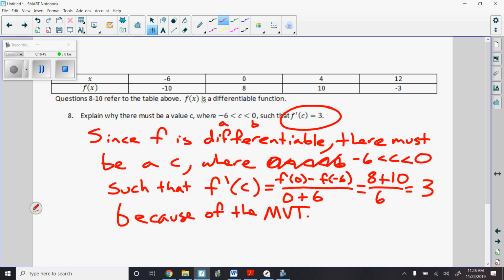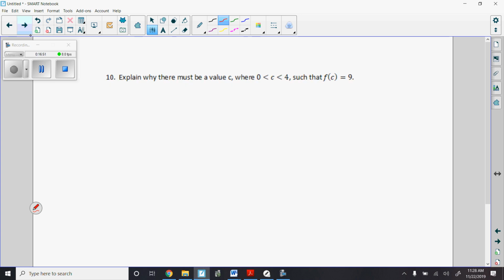Question 10 is from the same table. But what I want you to notice about question 10, everything kind of looks the same as question 8, except for one tiny little difference. I just have f of c equals 9, okay? The table is of f, the question is about f. So this is not a mean value theorem question, this is actually an intermediate value theorem question.